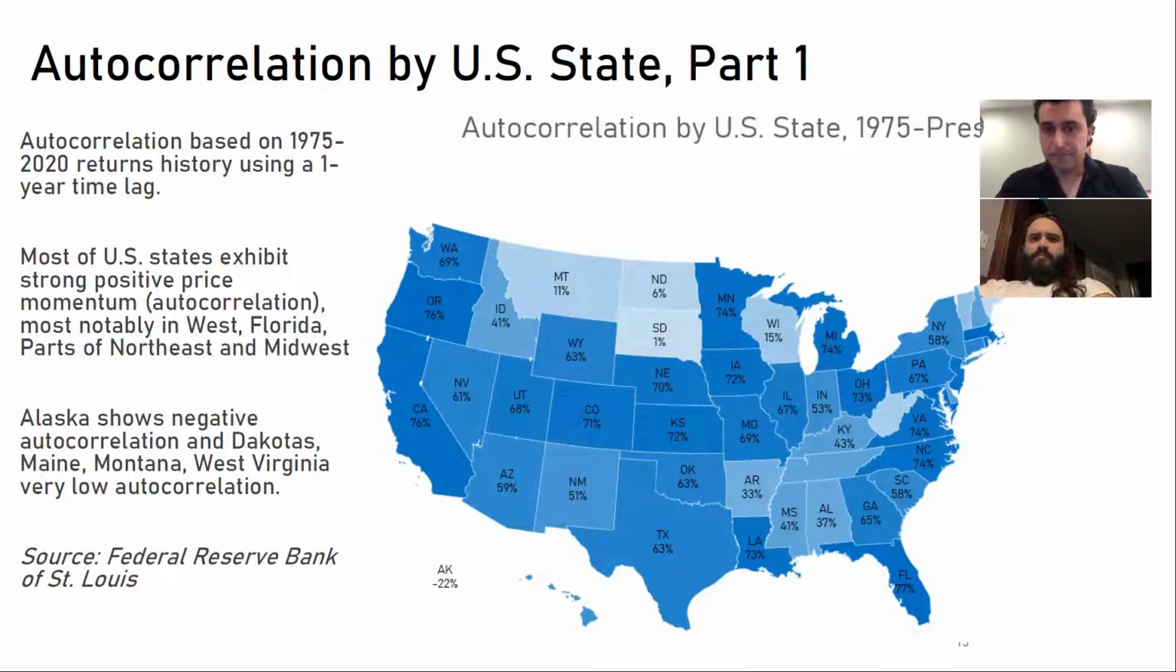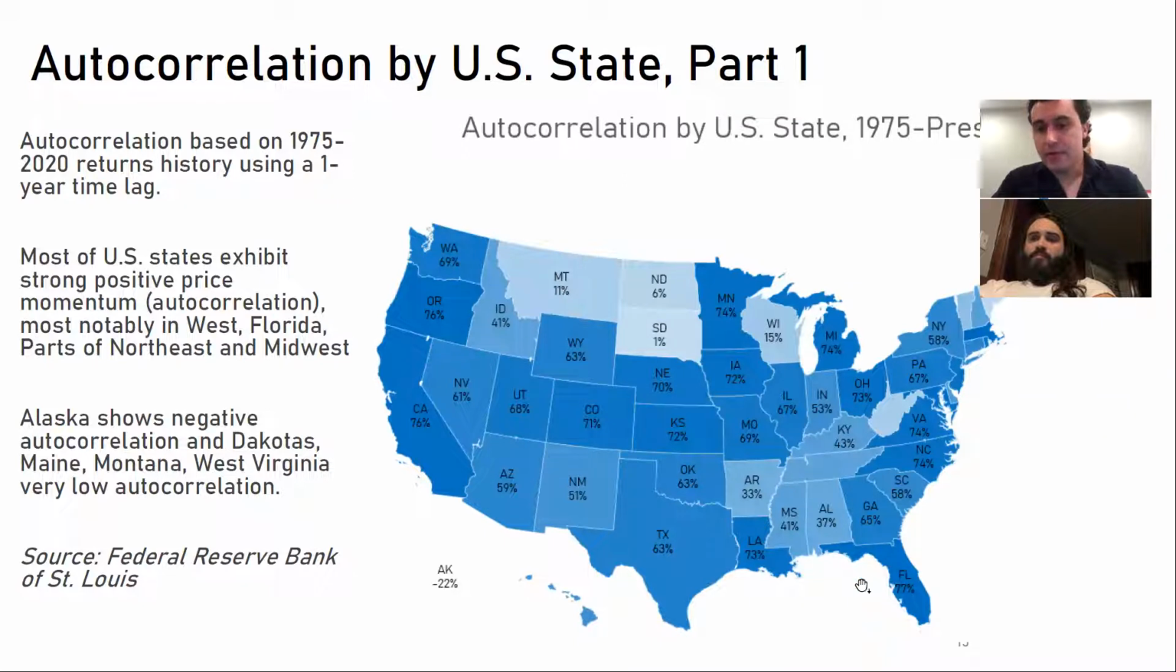Then another thing, just to build a little intuition, an additional thing on the price time series is autocorrelation. Autocorrelation is the correlation of this year's price growth versus last year's price growth, let's say, with a 1 year time lag. This is based on 45 years of returns history for all the US states, based on Federal Reserve Bank of St. Louis data. And then in FHFA data, it's a little different.